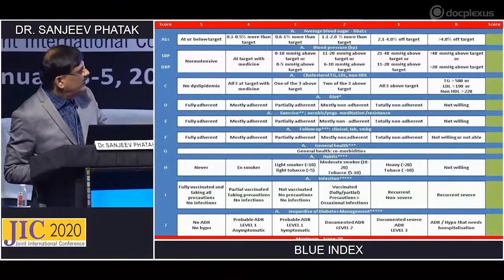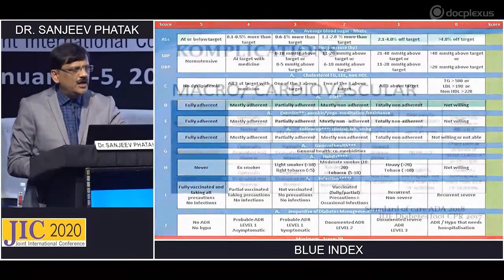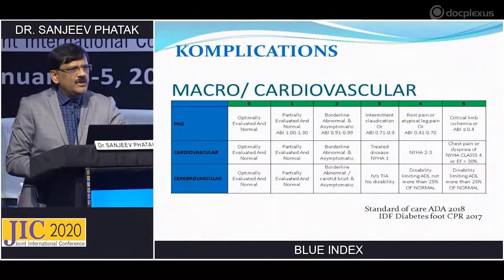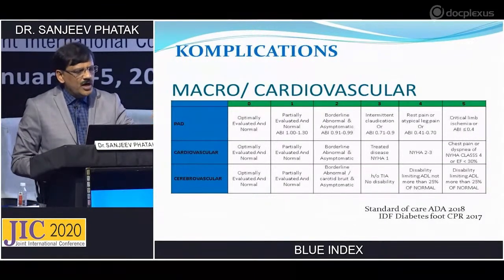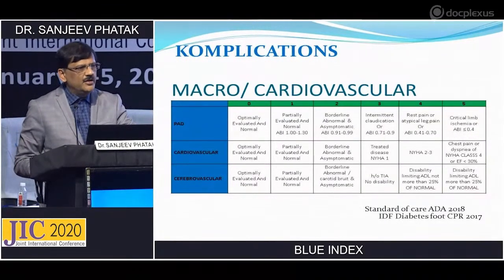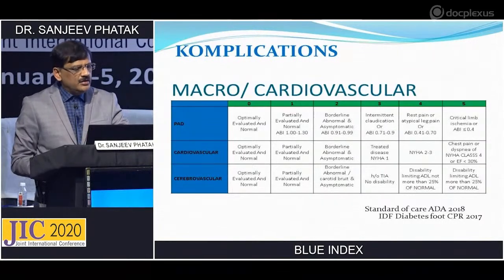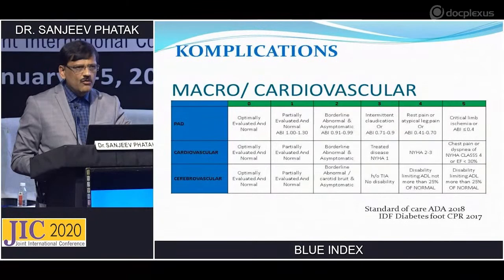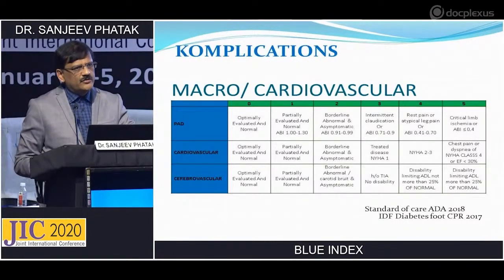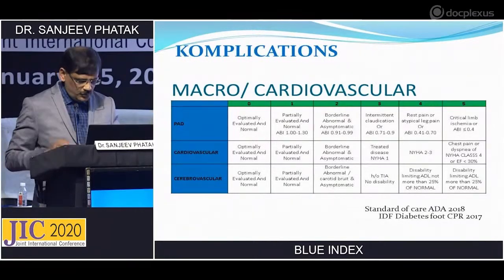Based upon that, we calculate the score, and let me be very frank with you, with the educated staff and motivated patient, it takes hardly 5 minutes. First time it takes just 7 or 8 minutes. In the follow-up, it takes less than 5 minutes. Thereafter comes the macrovascular score, that is cardiovascular score. Higher the complications, more will be the score. And here we want that patient should have less score.